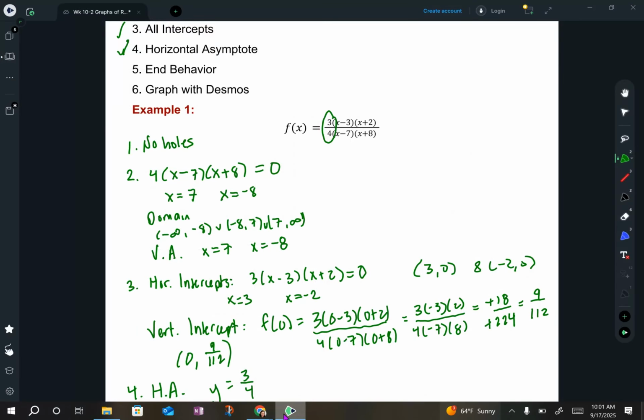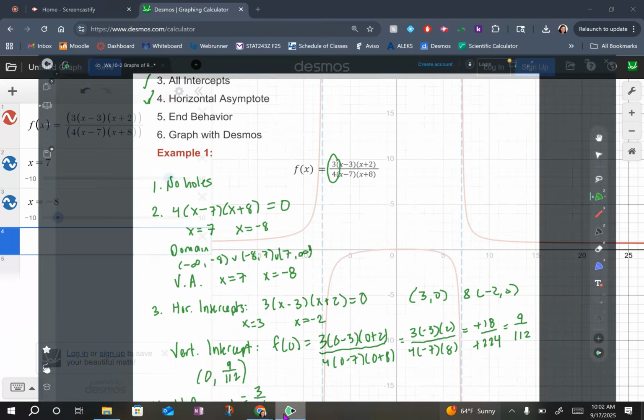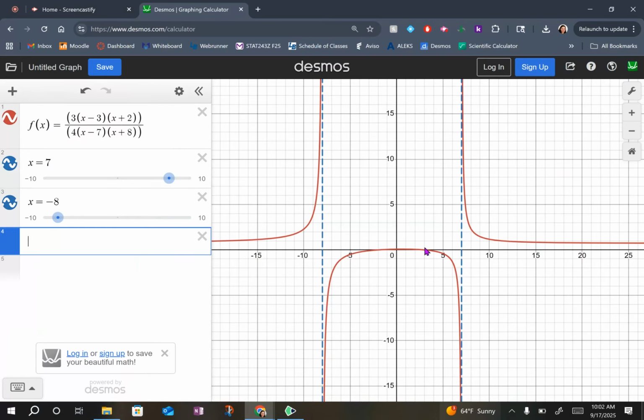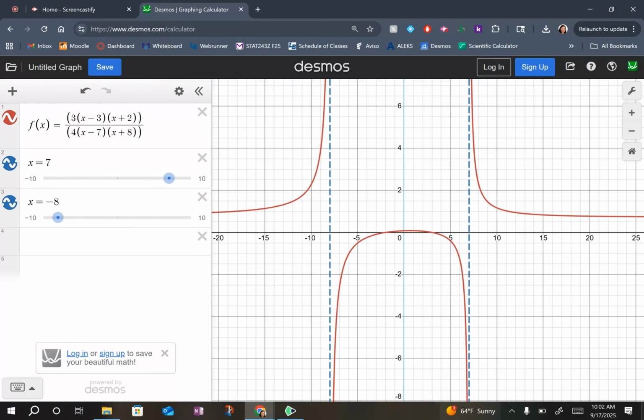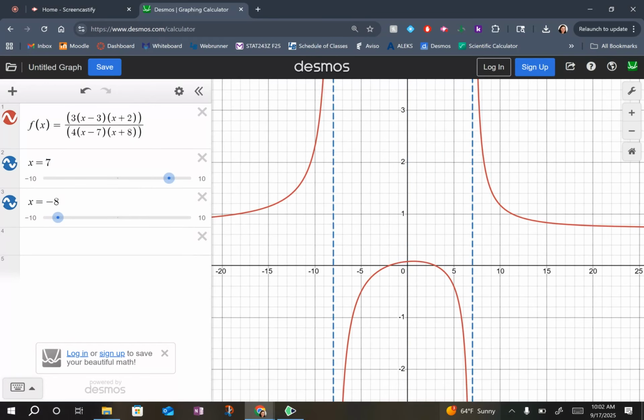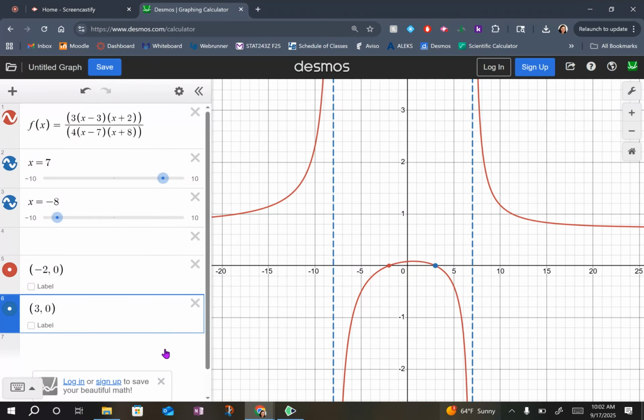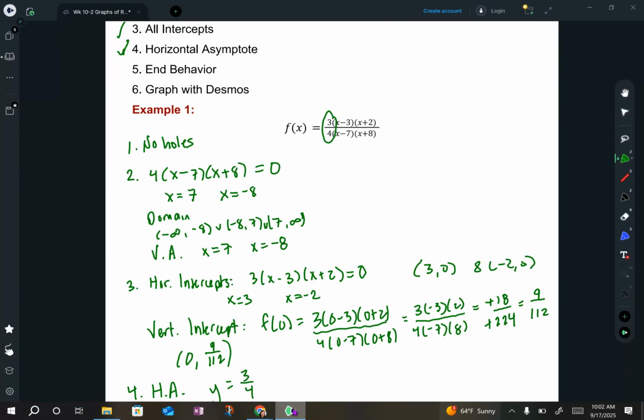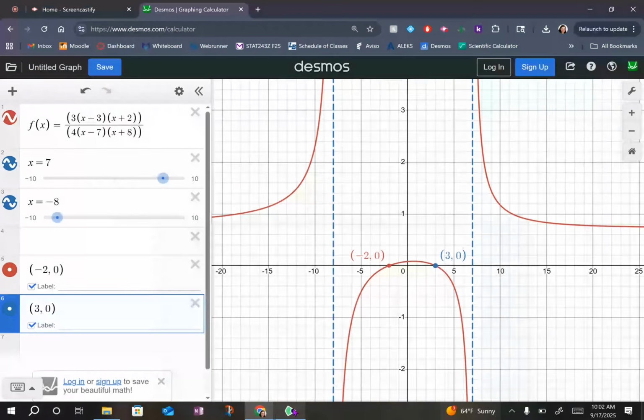And my horizontal intercepts were at 3 and -2. So let's zoom in there just a little bit. I think let's do that kind of thing. And there we have 3, 0, and -2, 0. So that looks great. Mark those guys down and add labels. And then my vertical intercept was at 0, 9 over 112. It's very small, but there it is.